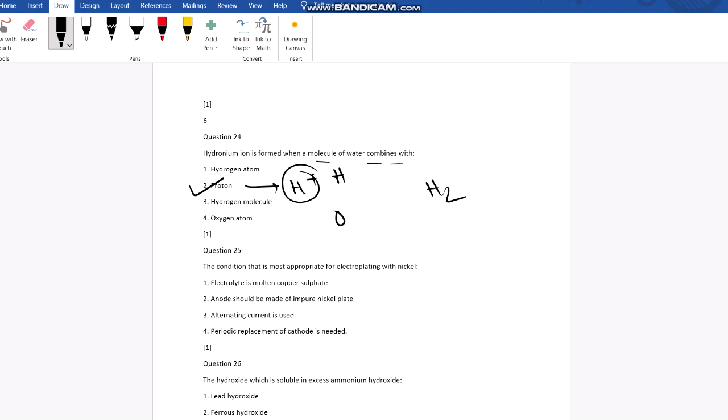The condition that is most appropriate for electroplating with nickel: the electrolyte is molten copper sulfate? No, we are doing electroplating with nickel, so that will not be the answer. Anode should be made of impure nickel plate. There will not be any purity or impurity concern, but yes, the anode should be of nickel plate. Alternating current is used? Periodic replacement of cathode is needed? The condition most appropriate with nickel is that the anode should be made of nickel plate. So that will be the answer.